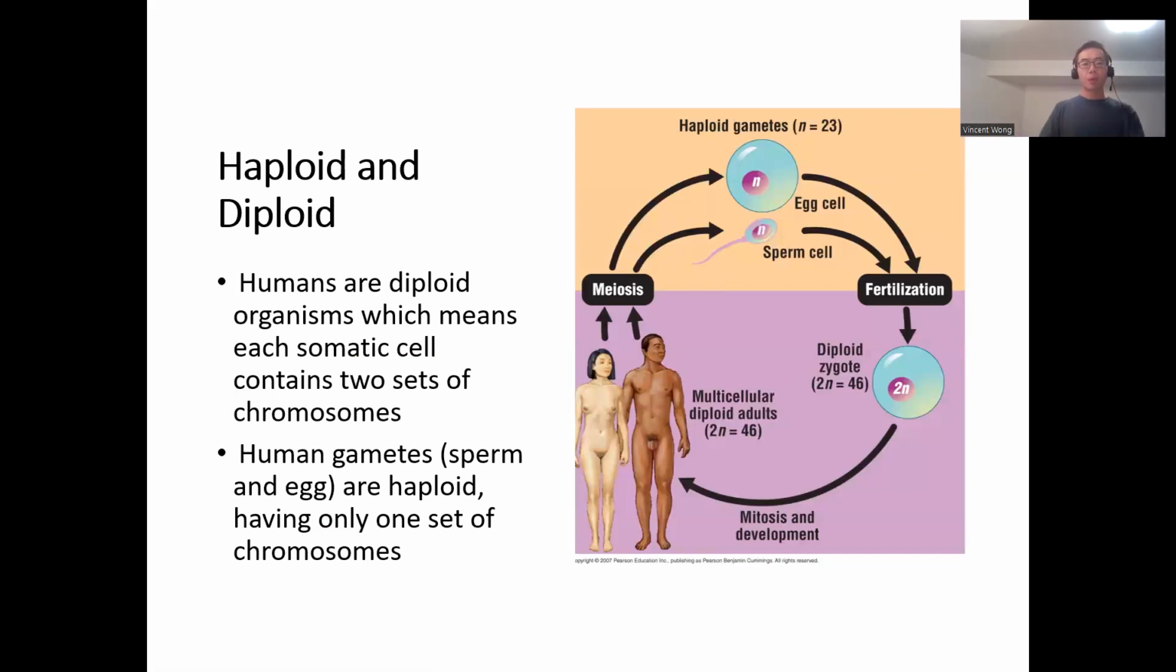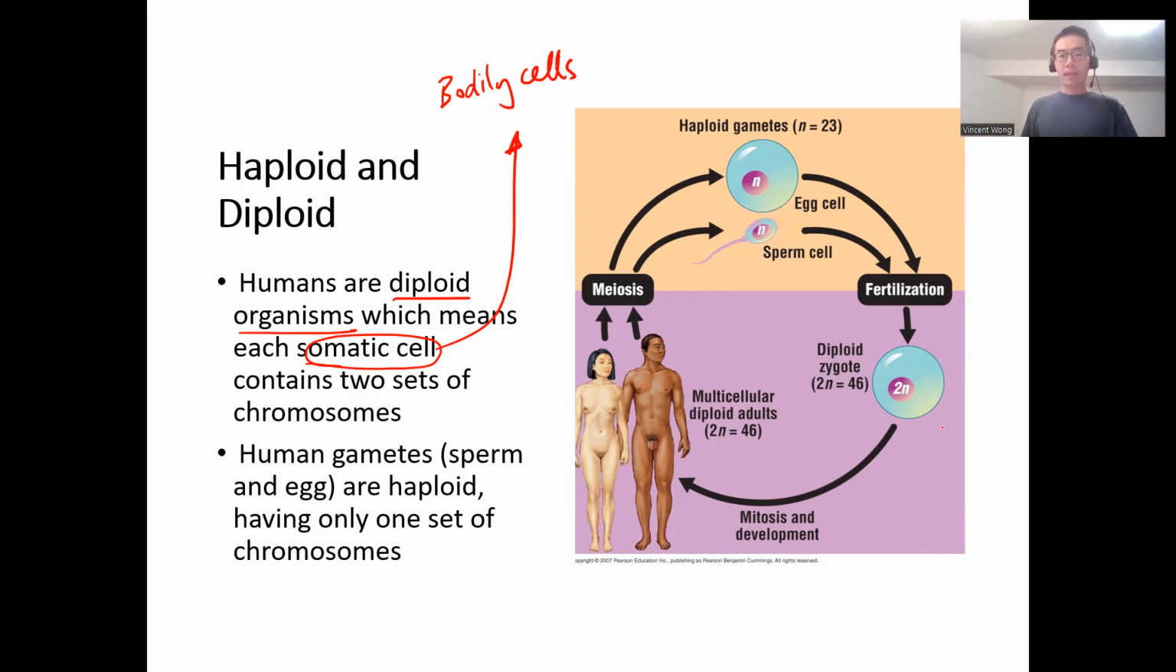Humans are diploid organisms. Diploid means there are two sets of chromosomes in each of the somatic cells. Okay? In case you forget, somatic cells are just bodily cells. Cells that are not sperm or egg, we call them somatic cells. It could be liver cells, could be brain cells, could be skin cells. All these are considered as somatic cells, and each of them would have two sets of chromosomes. Right? That's why we are called diploid.